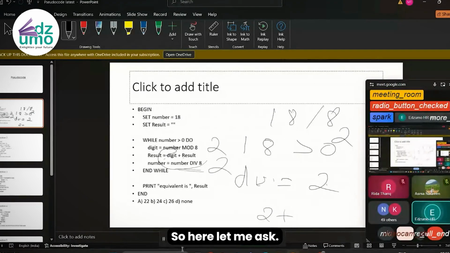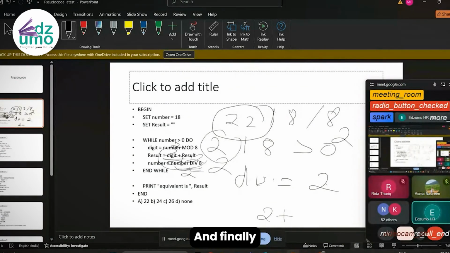So here, the last value of number is 2. You are dividing 2 by 8, and what's the remainder? Again 2. What is digit? Digit is 2. 2 plus the space is concatenated. So the result becomes 22. And finally, we are printing the result, which is 22.